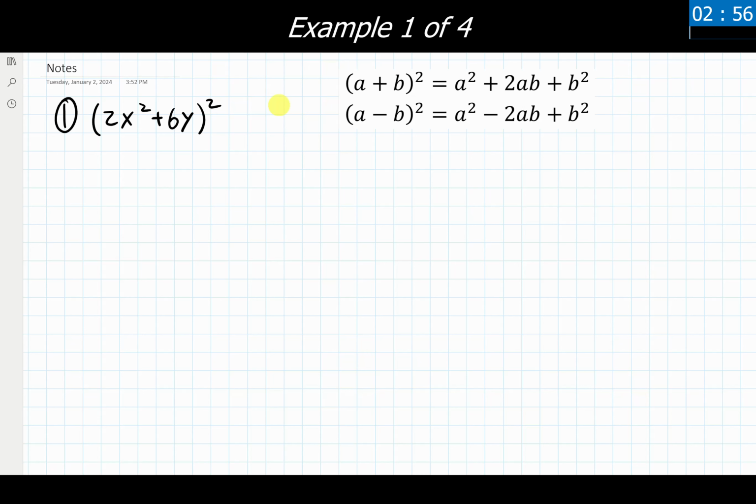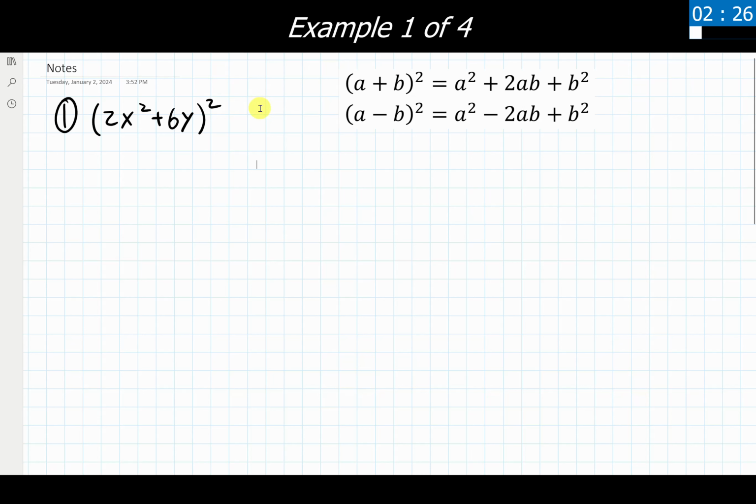With our first example, we've been given the binomial 2x squared plus 6y all raised to the second power. Now, I think it's good practice at the very beginning of these problems to check through and see, does this match any of the special forms that I've been given? And thankfully, it does match our first one that we have here. This is the square of a sum. I have 2 things that are adding together, and they are all being raised to the second power.